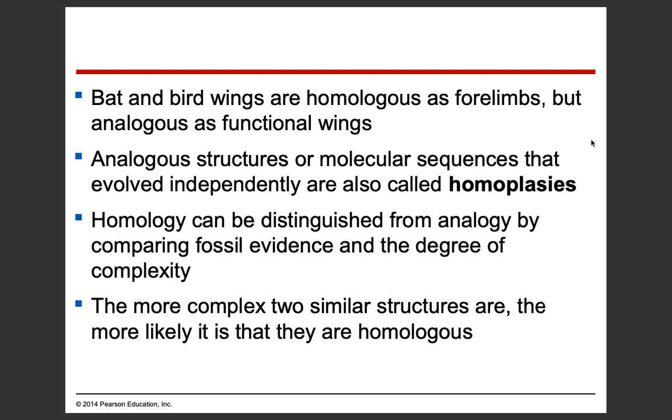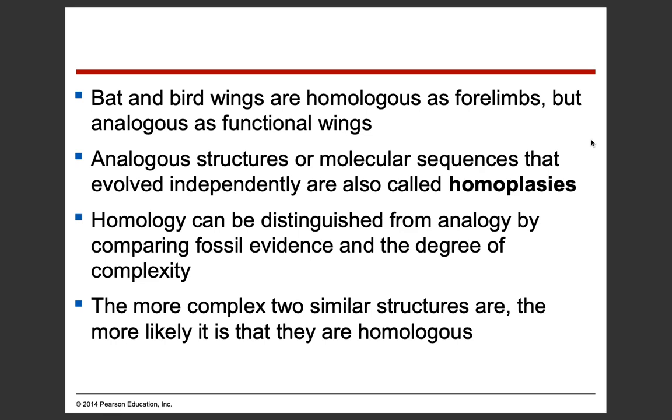Okay, so analogous structures or molecular sequences that evolved independently are also sometimes called homoplasies. A homology can be distinguished from an analogy by comparing the fossil evidence and the degree of complexity. So we refer back to fossils, we refer back to the molecular, the DNA, right? We refer back to all of these things to kind of prove whether we're dealing with analogy or homology here.